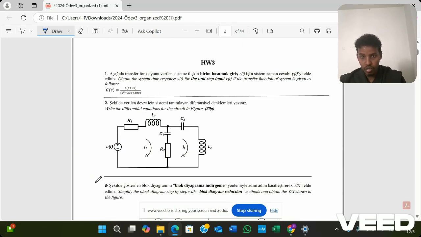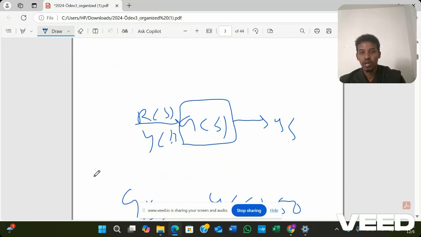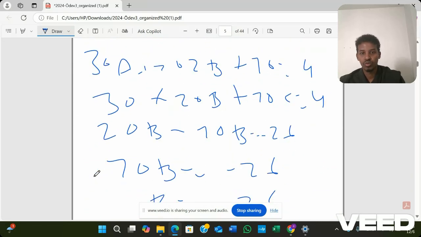Okay, I'll do the second question. The second question is: find the differential equation for the circuit figure. Okay, I will do question 2.